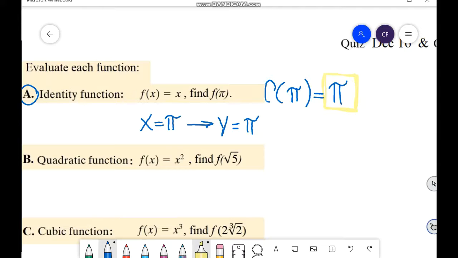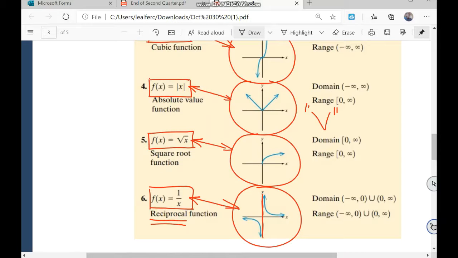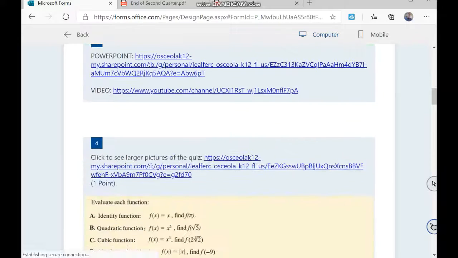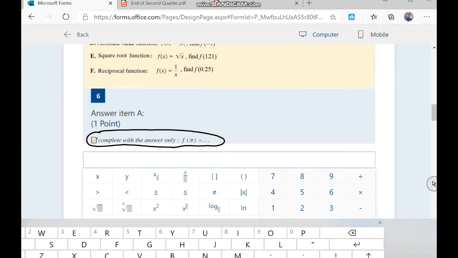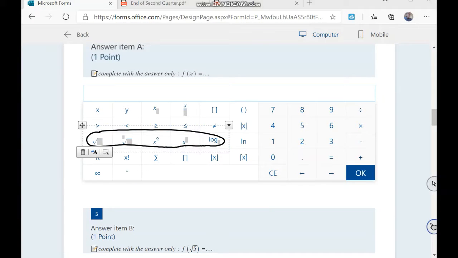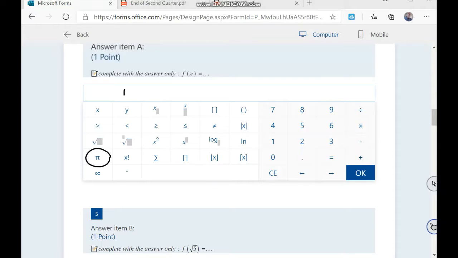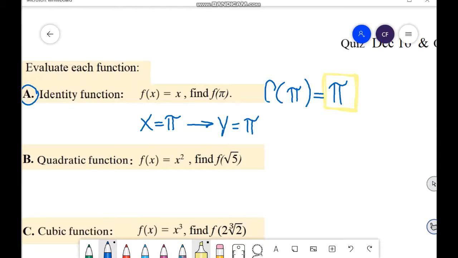Just a reminder, when you type in the answer here on the quiz, follow the instructions. The instructions are to complete with the answer only. So you're going to open this menu, check this out, and find pi. Don't write pi, no, don't do this. You're going to find the right icon and click on the icon of this menu, okay? The answer is going to be pi. Excellent!